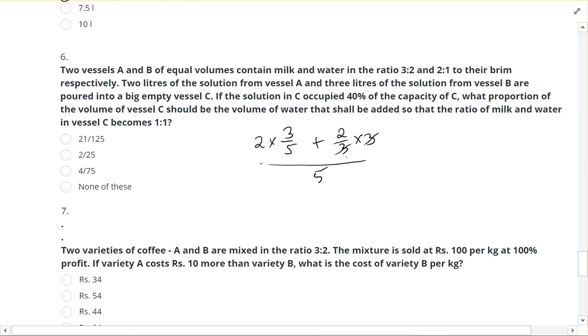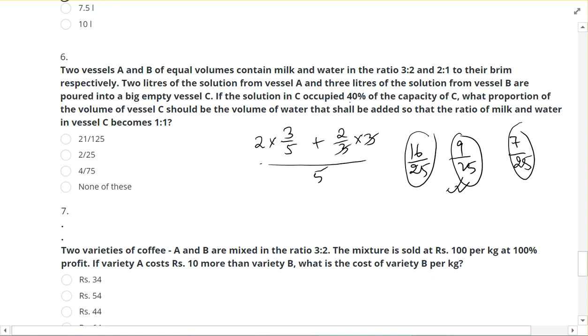The proportion of milk will be 6 by 5 plus 2, that is 16 by 25. 16 by 25 is the proportion of milk, so 9 by 25 is the proportion of water. We need 7 by 25 more of that. But this 9 by 25 is of 40%, so 7 by 25 of 40% is required. That is 7 by 25 into 40 by 100, that is 14 by 125. None of these.